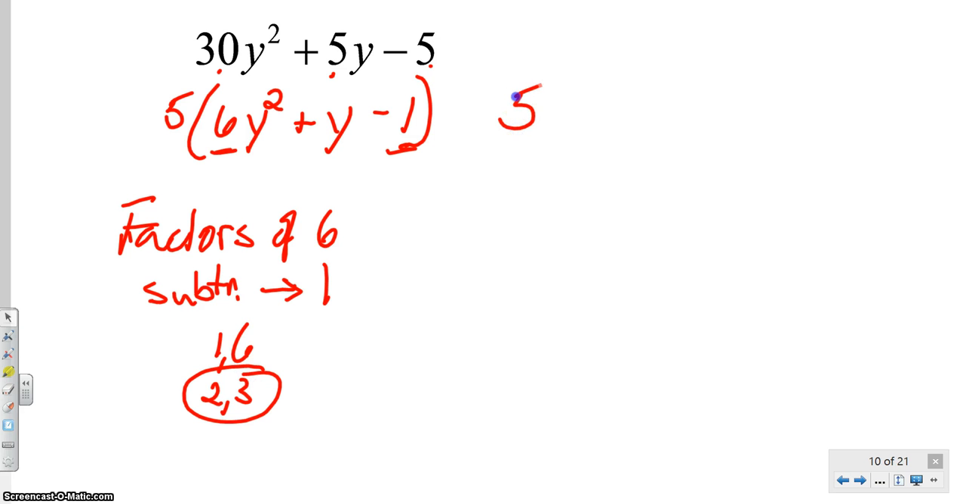Now remember, I've got to keep the 5. So I'm going to rewrite this 6y squared. So this middle term, I'm going to rewrite as 2y and 3y. Now, we are subtracting, so therefore one of these must be positive and one of these must be negative.